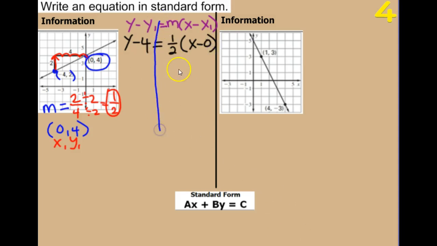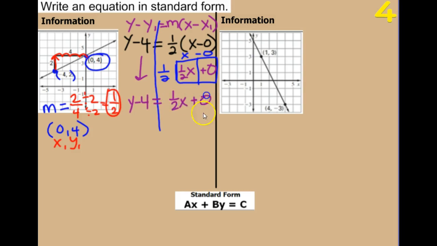So I'm going to distribute or draw my box to multiply. I have 1/2 and x minus 0. So 1/2 times x is just 1/2 x, put them together. 1/2 times 0 is just 0, plus 0 minus 0 doesn't matter. So I have y minus 4 equals 1/2 x plus 0.